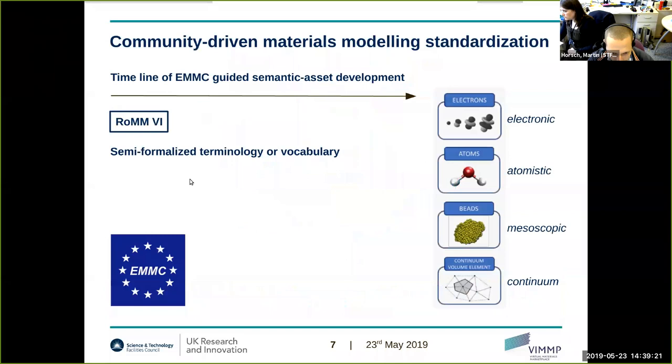Now, here we deal with semantic asset development, correct? We want to have interoperability, not mainly, for example, at the syntactic level. This would require all developers to agree on file formats and so on and so on. This would be a traditional approach.